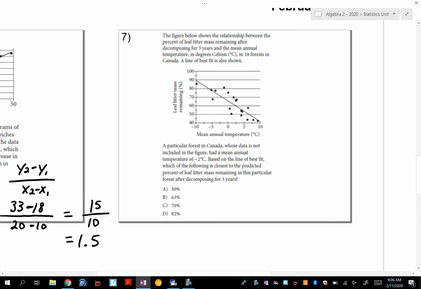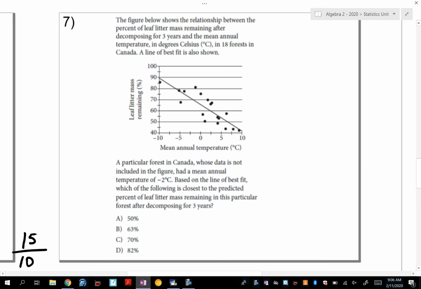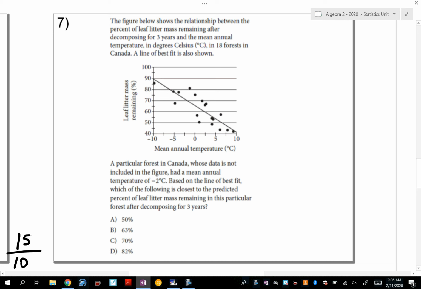Number 7. Now, in this case, kind of like in number 6, it's giving us a scatter plot. This one seems to have a little bit more scatter, so not nearly as strong as the last one. You've got more data values, 18 points now, so that's a little more helpful. And it's telling us that the mean annual temperature in these 18 forests in Canada explains the leaf litter mass that's remaining as a percentage.